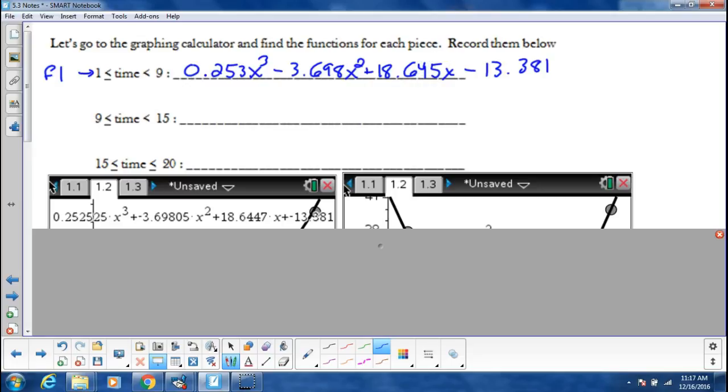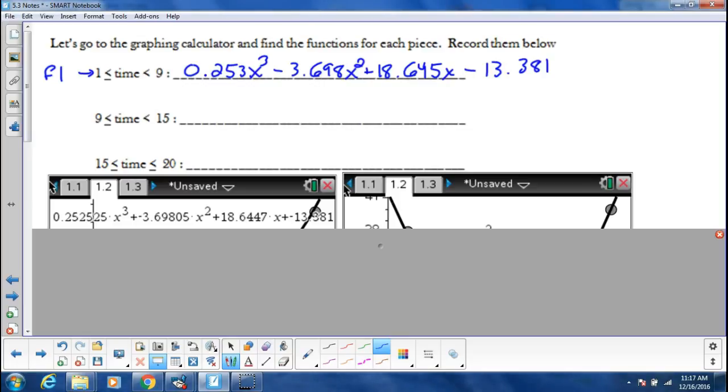Yes, ma'am. What should you round to? Does it matter? Doesn't matter. But the more you have, the better. But we left it all on the calculator too for us if we needed it. Okay? All right.